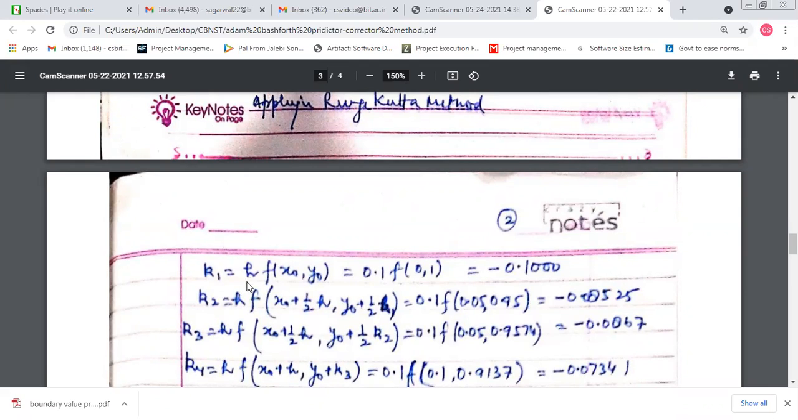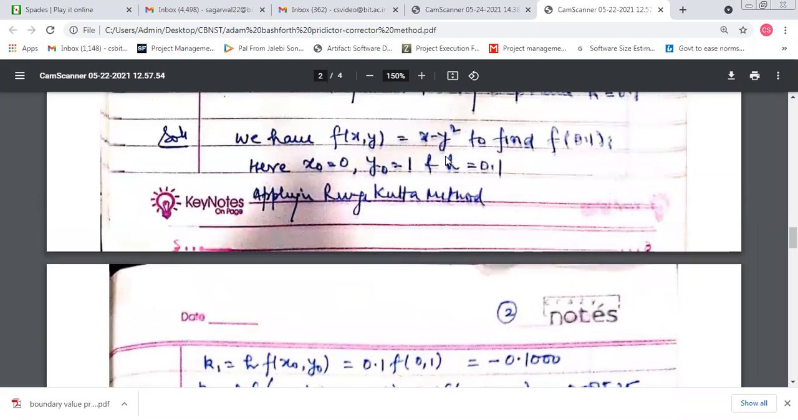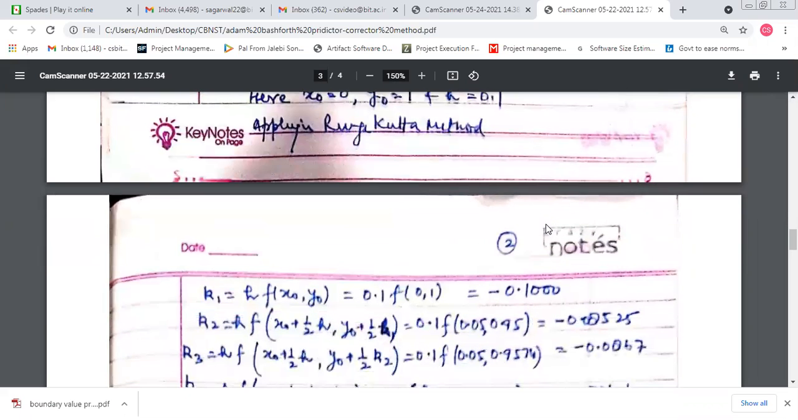Slope k1 will be h into f(x0, y0). Now h is 0.1 and f(x0, y0) means putting the value of x as x0 and y as y0 in the given equation, that is f(x,y) is equal to x minus y square. If we do this, we will get the value minus 0.100. Once we have the value of k1, we want to find out the value of k2.